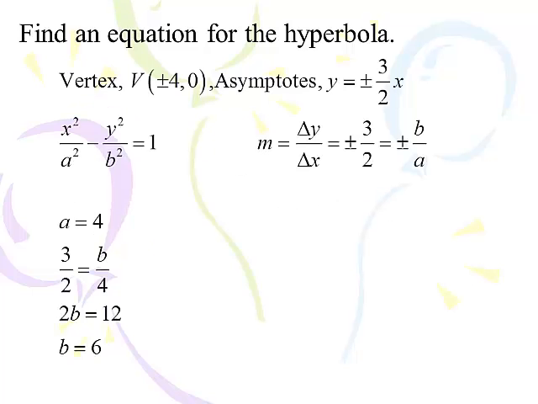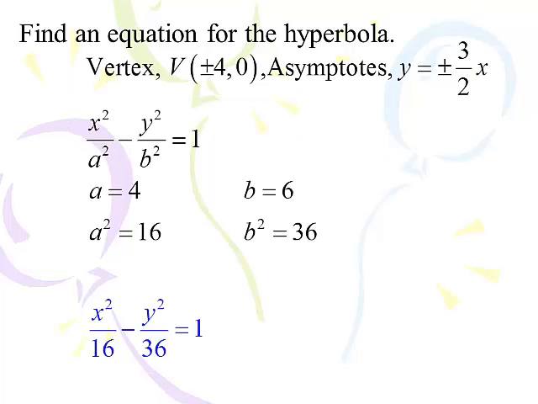And again, the reason I know this is going to be B over A is because look at the equation. The vertices were on the x-axis. So this is x squared over A squared minus y squared over B squared. Underneath the y, I see a B. Underneath the x, I see an A. So 3 halves equals B over 4. Cross multiply, and B is 6. So my A is 4, my B is 6. Therefore, my A squared is 16, and my B squared is 36. And we're done. x squared over 16 minus y squared over 36 equals 1.